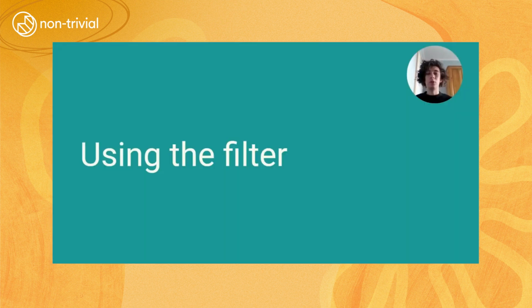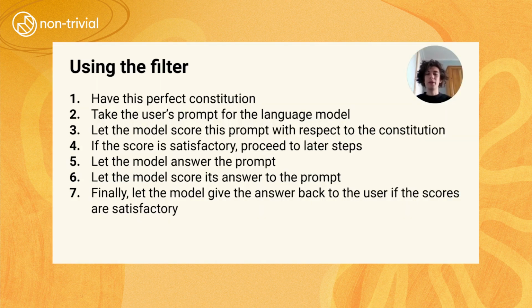Great, so let's talk about using the filter. Once we have this perfect constitution, we take the user's prompt for the language model and let the model score this prompt with respect to the constitution. If the score is satisfactory, proceed to later steps. Otherwise, break here. We let the model answer the prompt, and then the model scores its answer to the prompt, and finally, let the model give the answer back to the user if the scores are satisfactory.